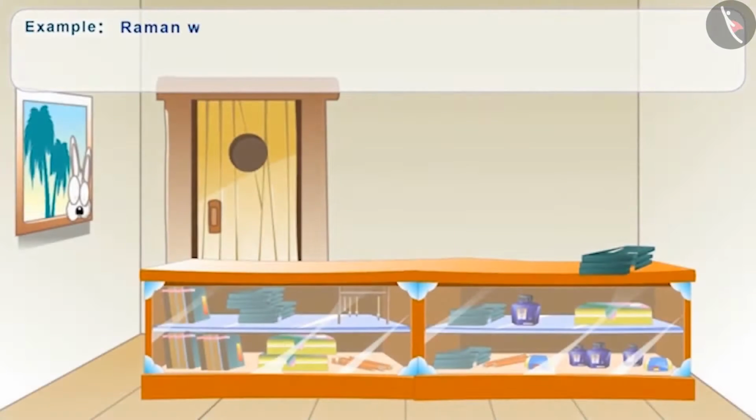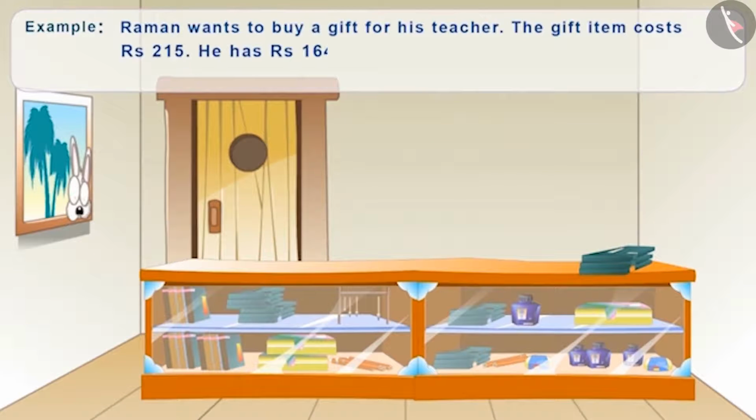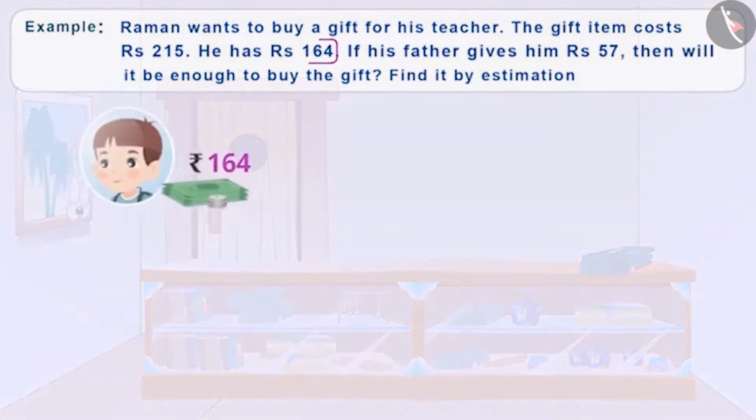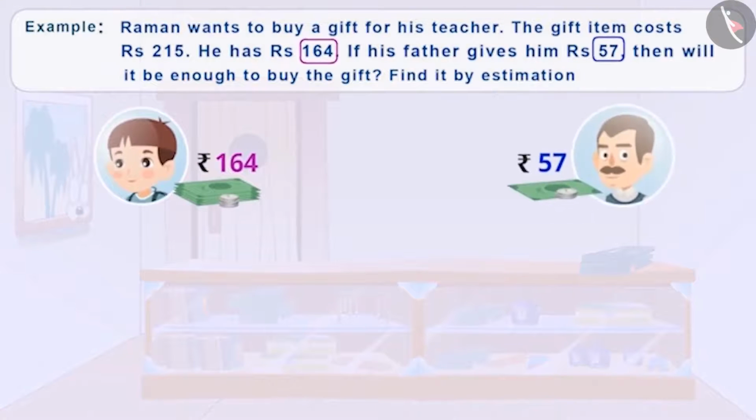Next example. Raman wants to buy a gift for his teacher. The gift item costs rupees 215. He has rupees 164. If his father gives him rupees 57, then will it be enough to buy the gift? Find it by estimation. By adding Raman's money with the amount he got from his father, we get rupees 221.